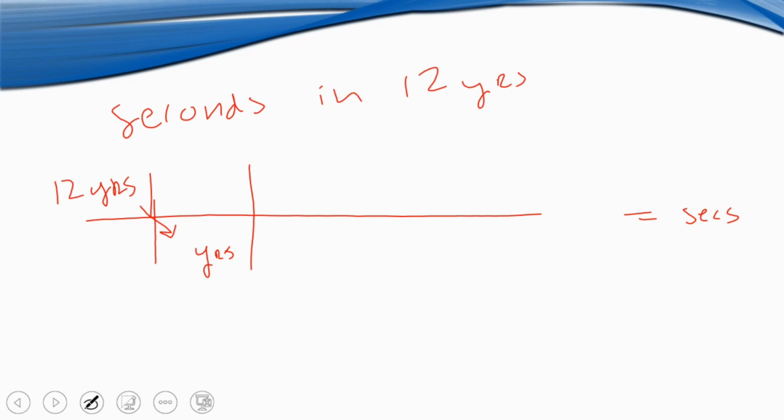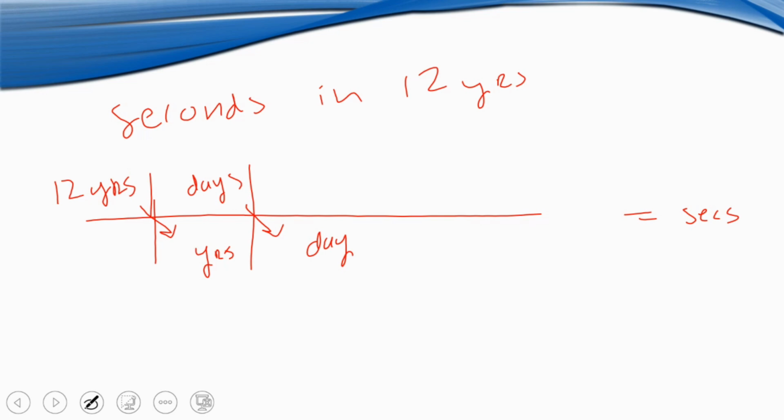Which one gets us closer to seconds? Hopefully you're thinking day, right? A day. And we know there's a relationship between years and days, but we'll get back to that in a moment. Now we have already canceled years, right? Now we have days. Days is still not seconds, but if I cancel day, I know that there is a relationship that helps me get closer to seconds.